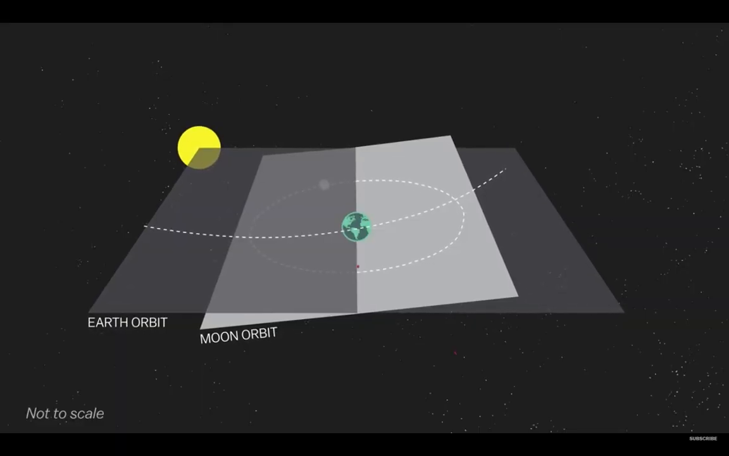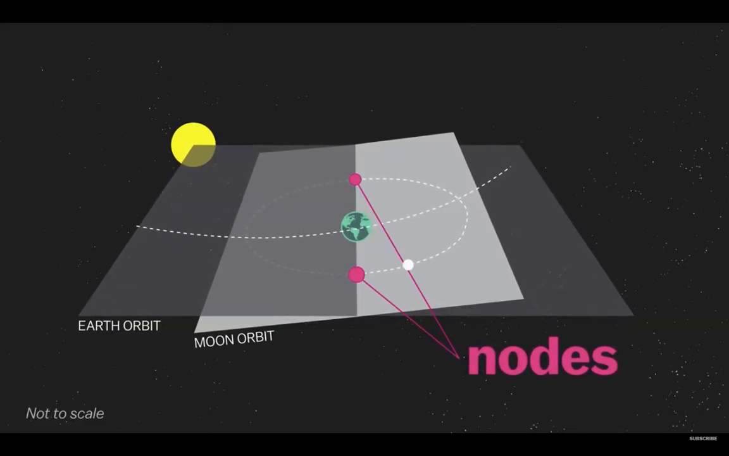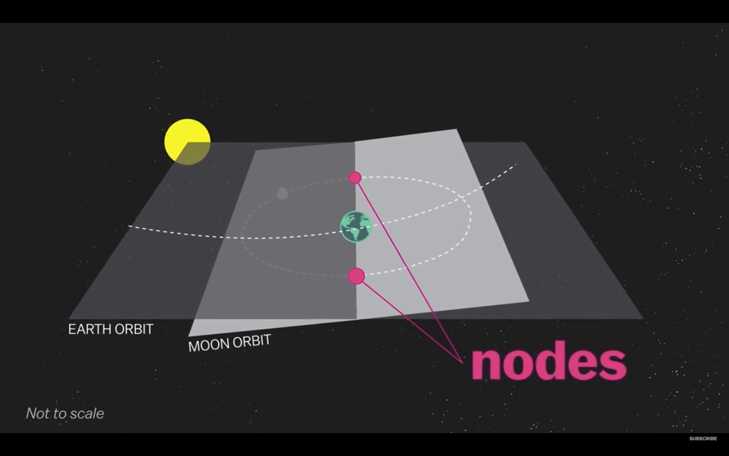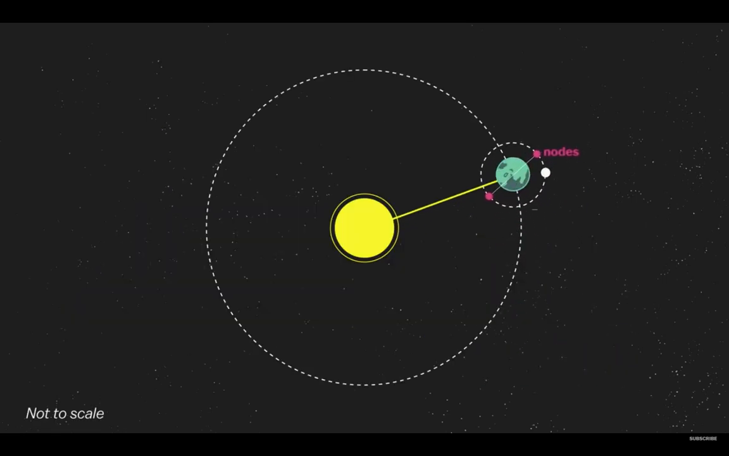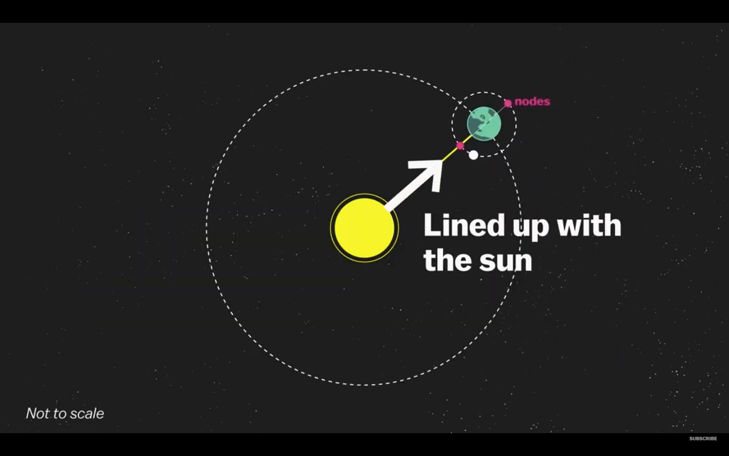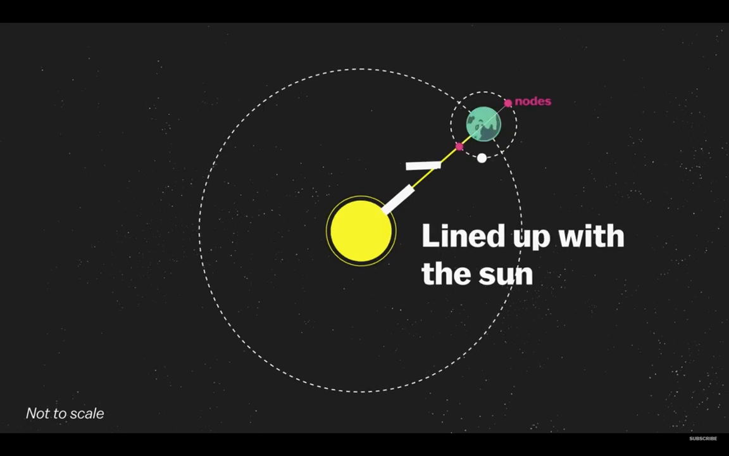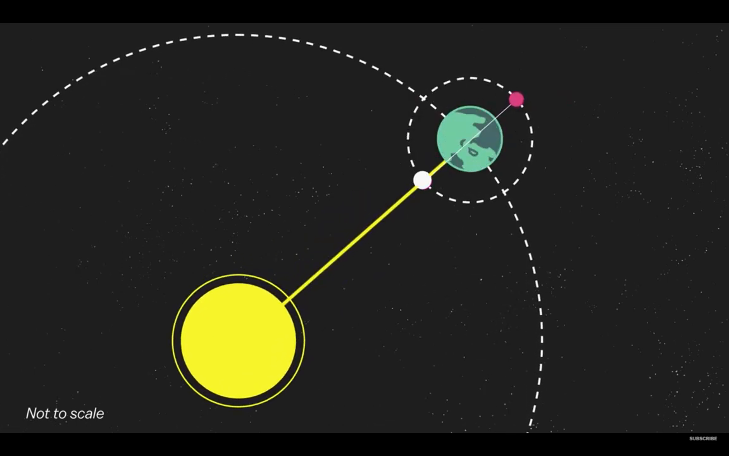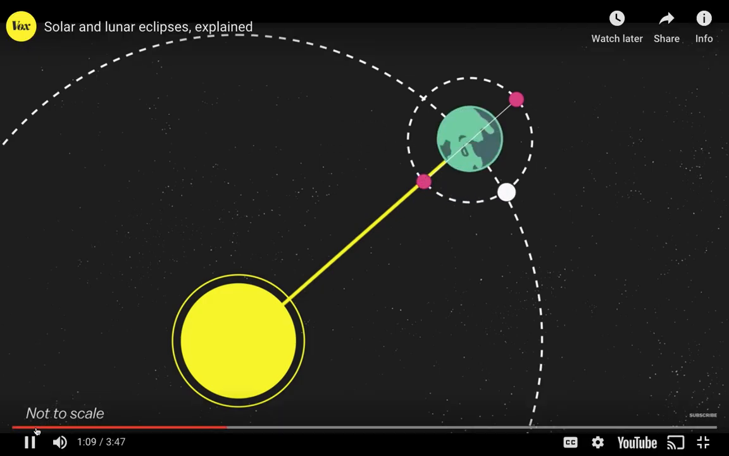So why do we ever get eclipses? Because there are 2 points where the moon's orbit crosses the sun's plane, called nodes. And as the Earth moves along its orbit, these points line up with the sun about twice a year. If the moon is between the sun and Earth at that time, we get a solar eclipse.